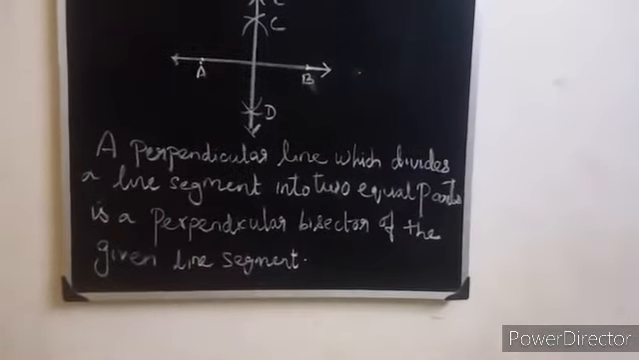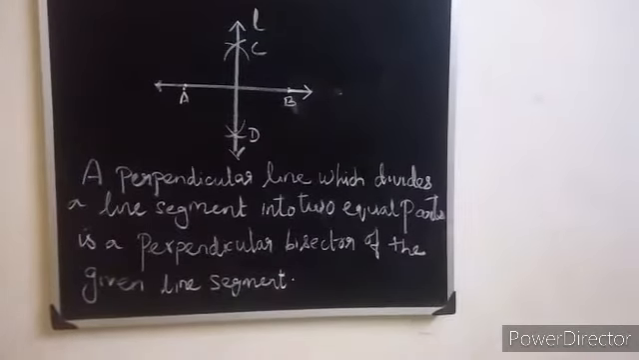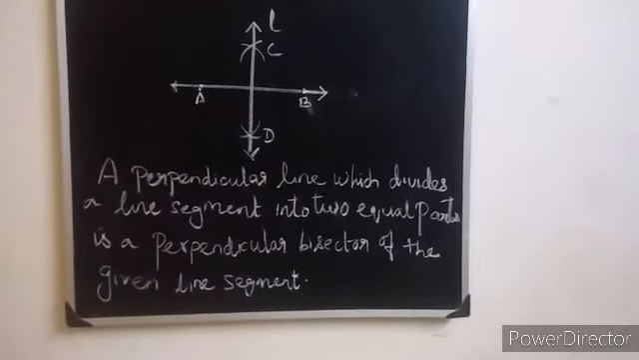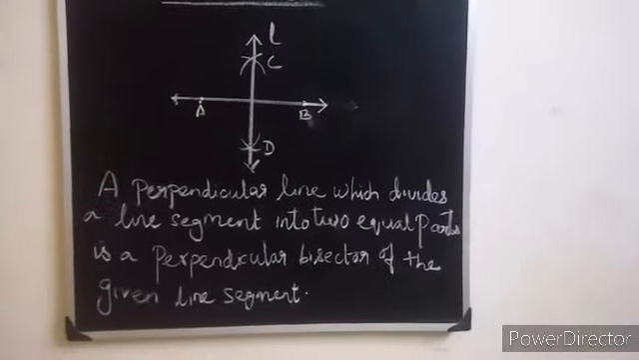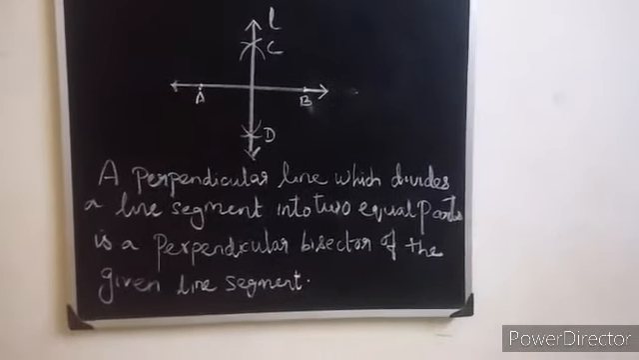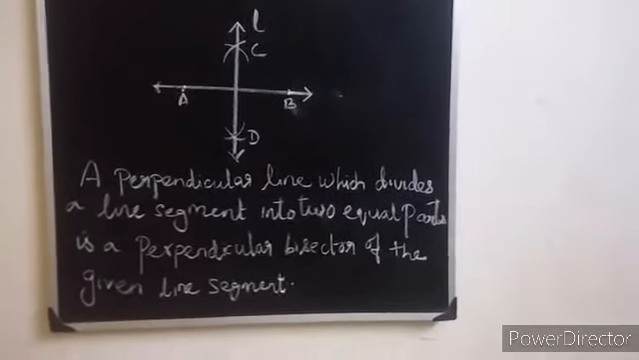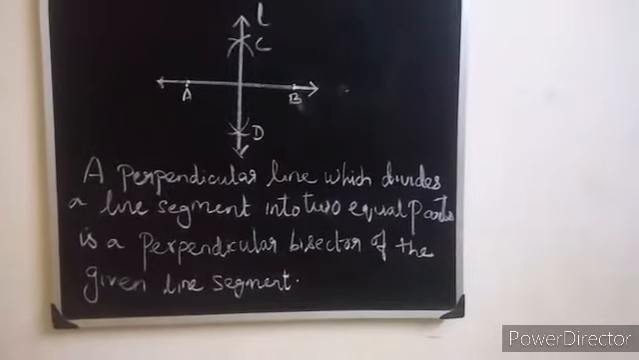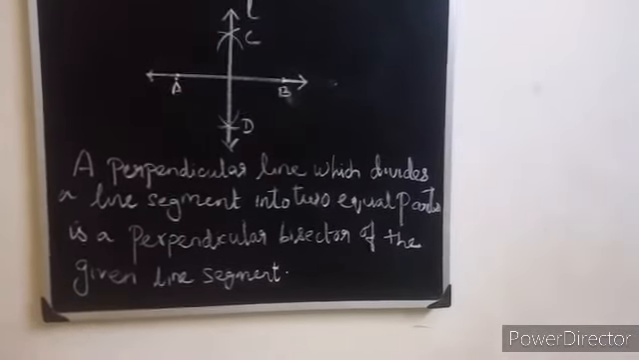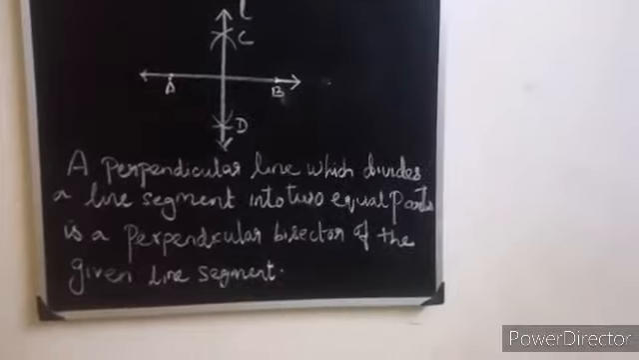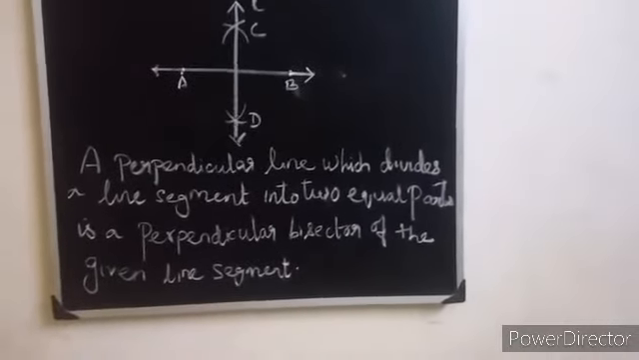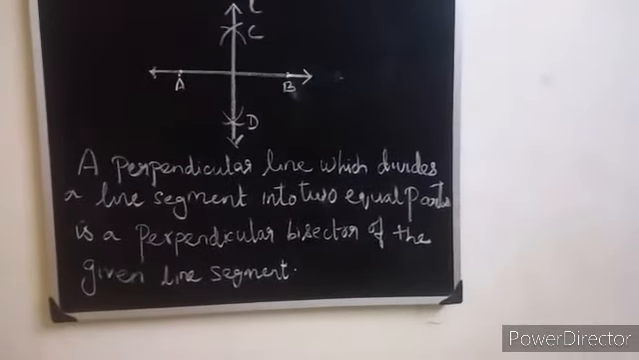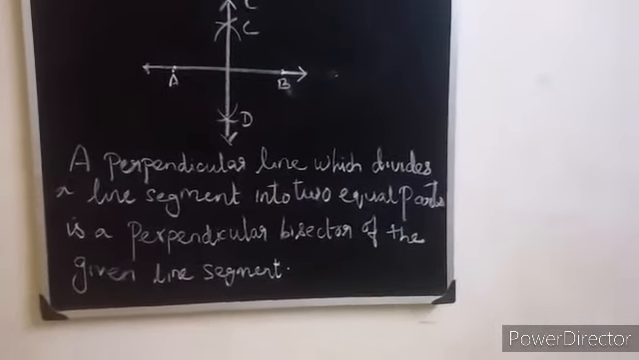These are perpendicular lines. In both the cases, the perpendicular line L divides the line segment into two equal parts. This line is called the perpendicular bisector of the line segment. So, a perpendicular line which divides a line segment into two equal parts is a perpendicular bisector of the given line segment. Now we are going to learn how to construct a perpendicular bisector to the given line segment in exercise 5.3.